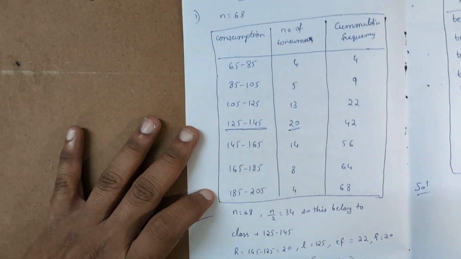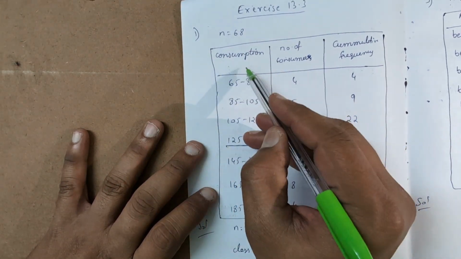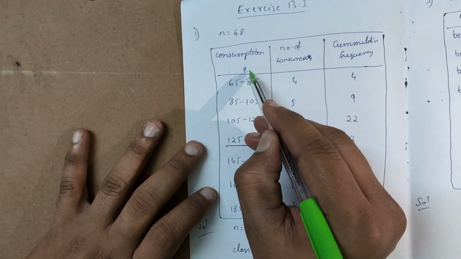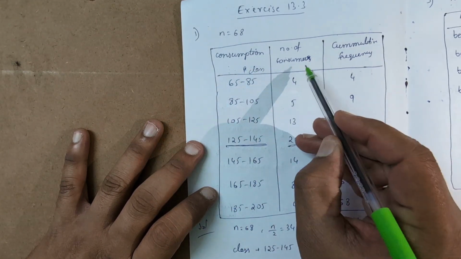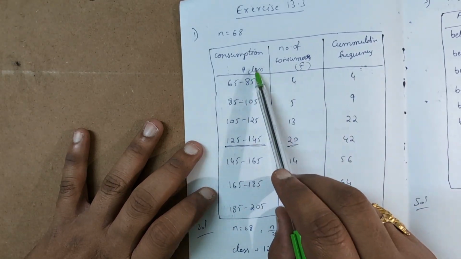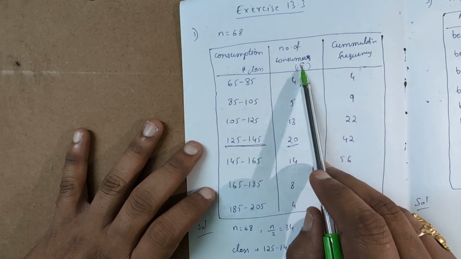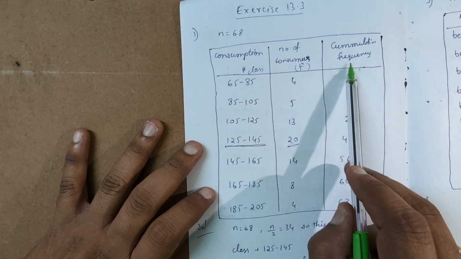So in this way, if any table is provided with class values and frequency values, then we need to find the cumulative frequency. But suppose they provide class and cumulative frequency and don't provide the frequency, then we need to find the frequency using the cumulative frequency.